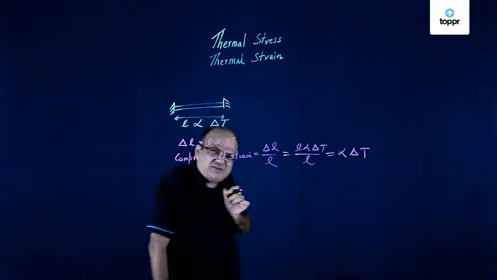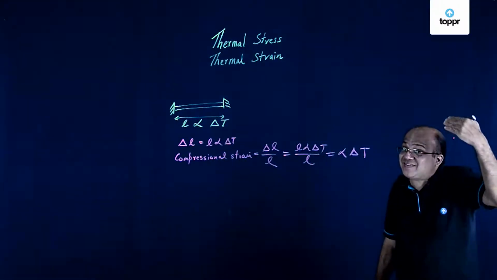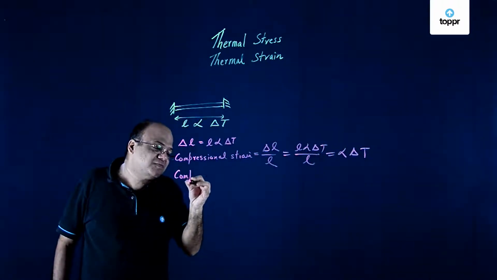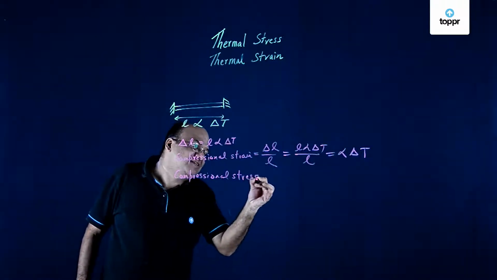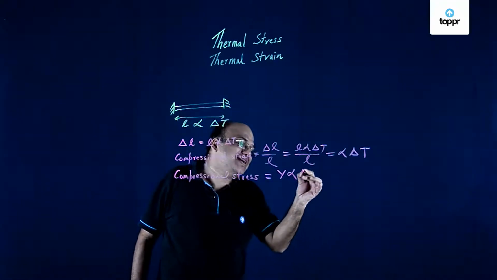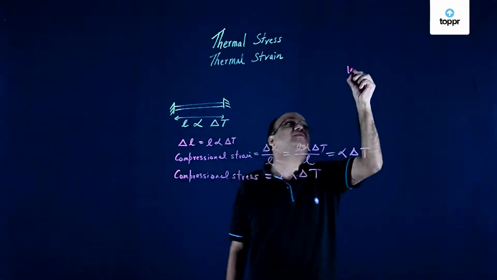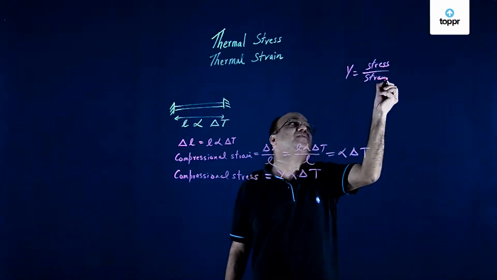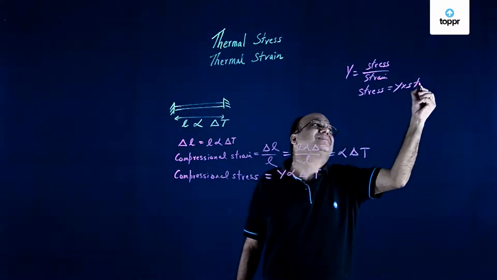How to get compressional stress? Right? Y is stress by strain. So stress is Y into strain. Therefore, compressional stress. Compressional stress will be Y into compressional strain. So we'll get Y alpha delta T. This is compressional stress. Right? You understand this, right? Y equal to stress by strain. Therefore, stress is Y into strain.